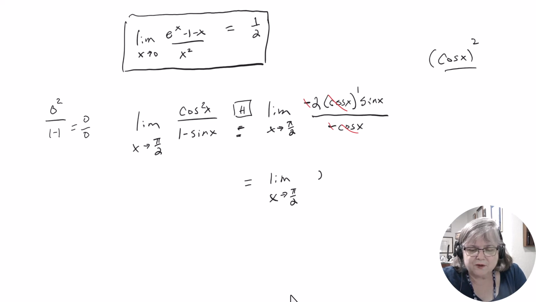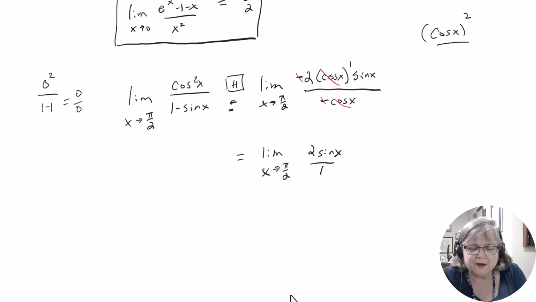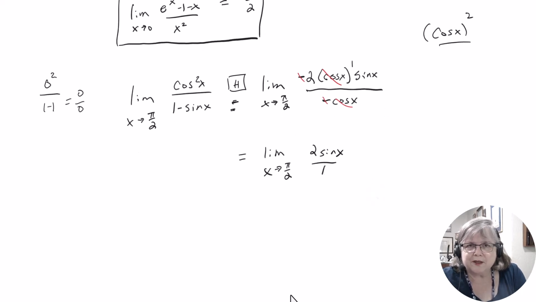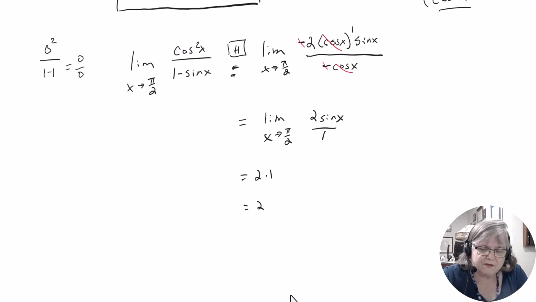So I have 2 sine x over 1, right? I don't know if you need me to show that 1 or not, but it's 2 sine x over 1. So this is no longer the ratio of a numerator and a denominator. This is just 2 sine of x, and sine of pi over 2 is 1. So this is 2 times 1. This is 2. All right.